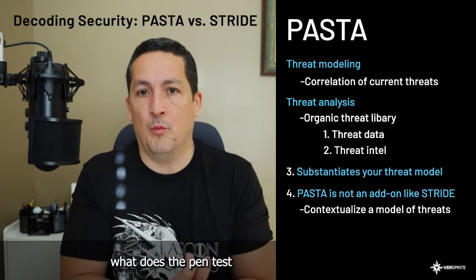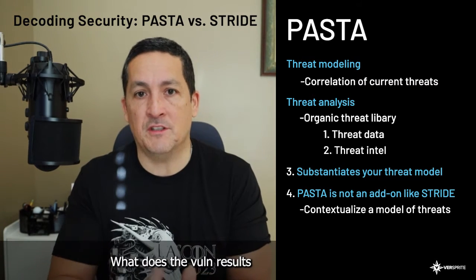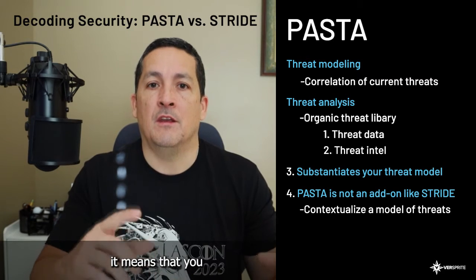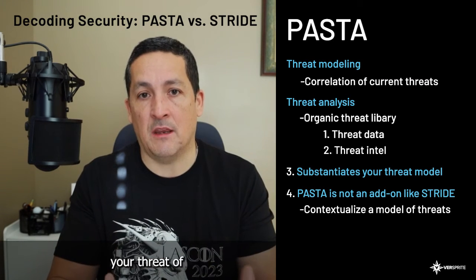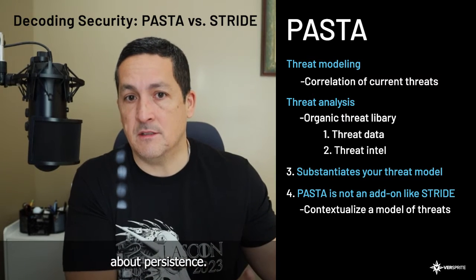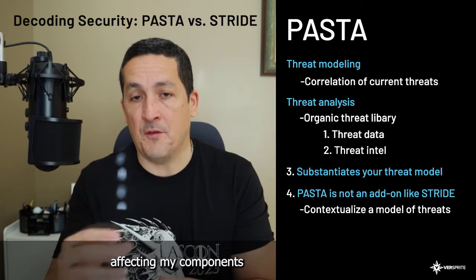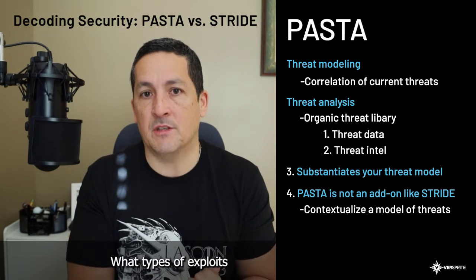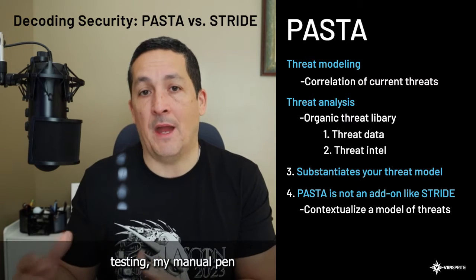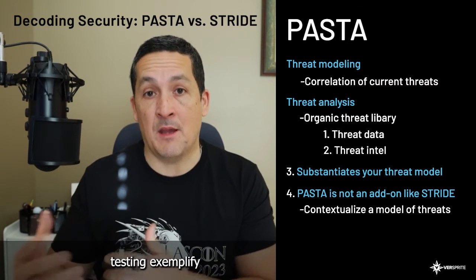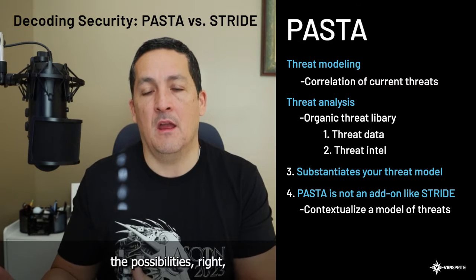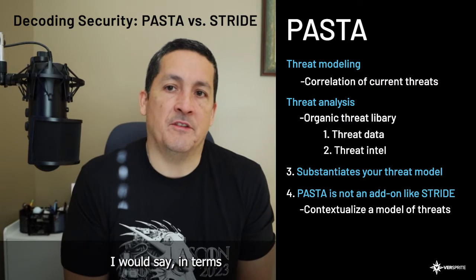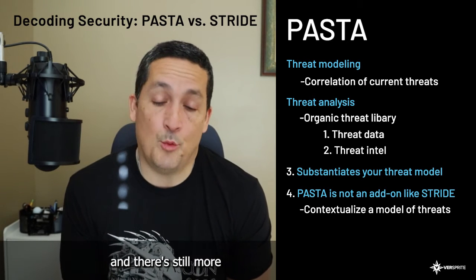So what do the pen test results mean? What do the vulnerability results mean? Well, in the context of the application that you're threat modeling, it means that you are substantiating your threat. I'm concerned about persistence. Well, what types of vulnerabilities affecting my components in my application model could lead to persistence? What types of exploits done in my manual pen testing exemplify the possibilities of that attack actually happening?